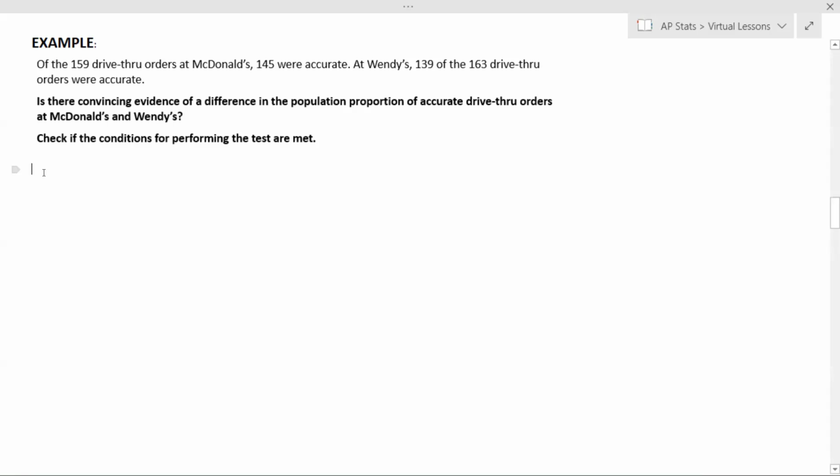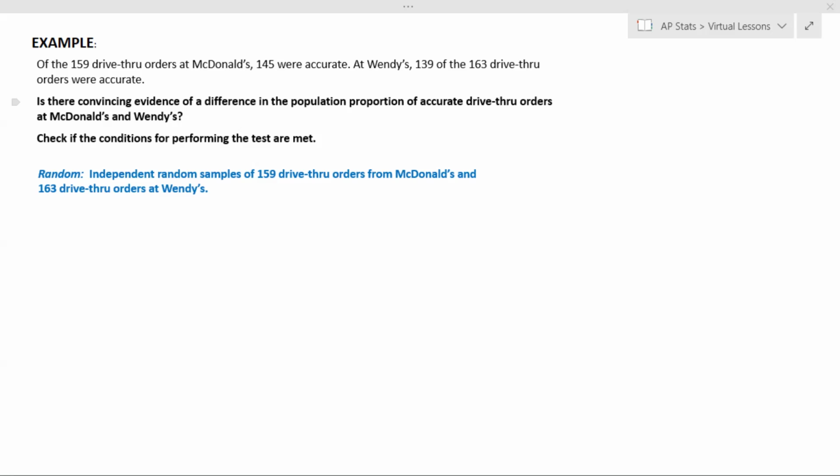For the random condition, you would write something to the effect of independent samples of 159 drive-through orders from McDonald's and 163 drive-through orders at Wendy's. Notice it's independent random samples because we took two different samples. The next thing we want to check is the 10% condition, and for that, we have to verify that both samples are less than 10% of the population. So it's reasonable to assume that 159 is less than 10% of drive-through orders at McDonald's, and 163 is less than 10% of the drive-through orders at Wendy's.